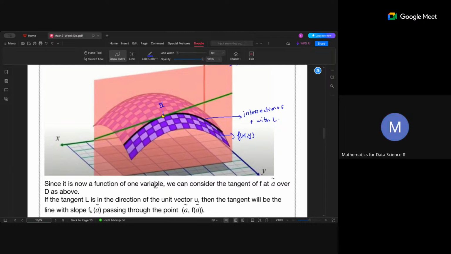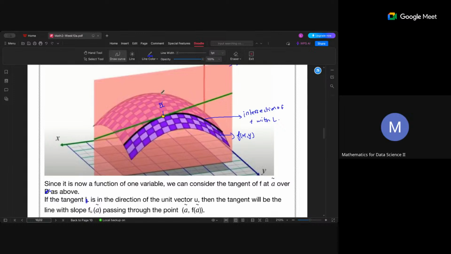So since it is now a function of one variable, we can consider the tangent of f at A tilde over L as above. If the tangent is in the direction of the unit vector u, then the tangent will be the line with slope f_u at A tilde passing through the point A tilde comma f of A tilde. Okay, so now if this tangent is in the direction of u, then this will have slope f_u at A tilde, and it passes through the point A tilde comma f of A tilde.